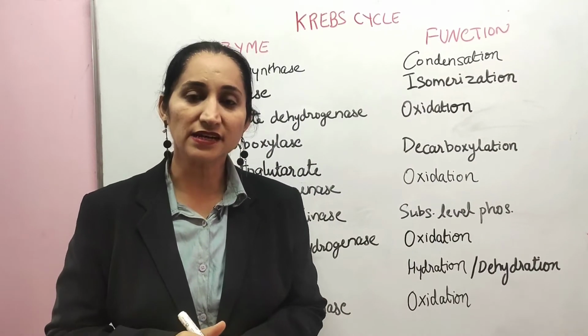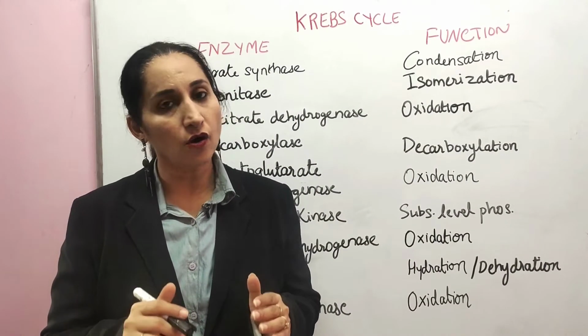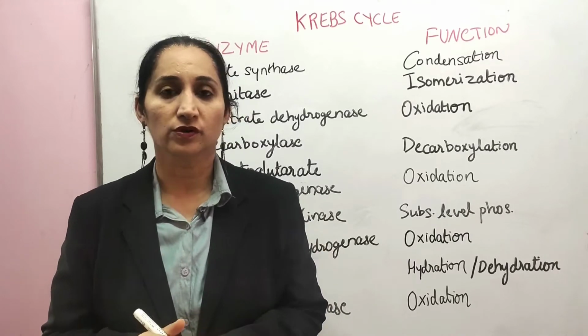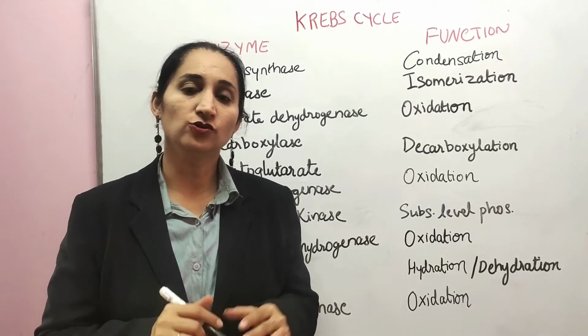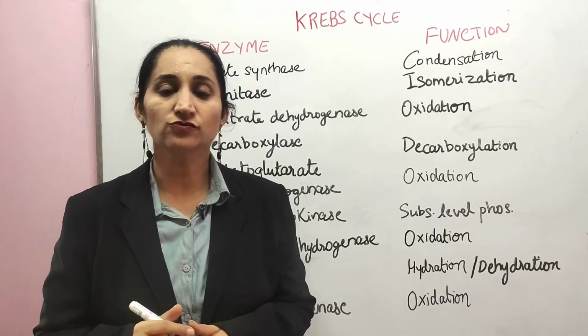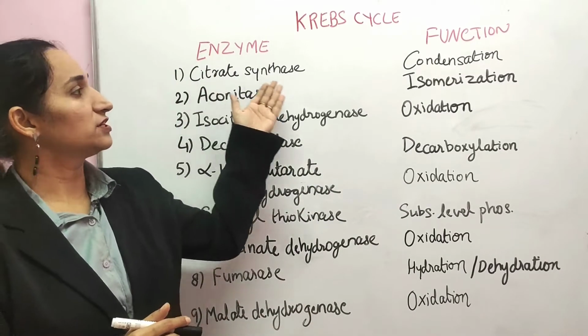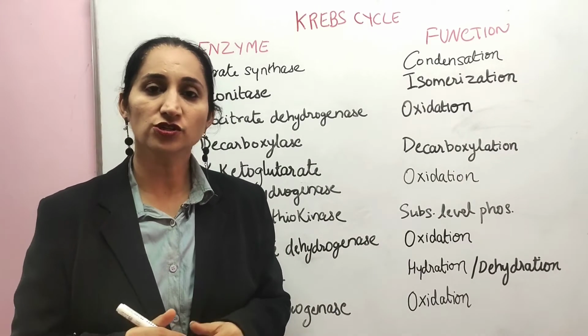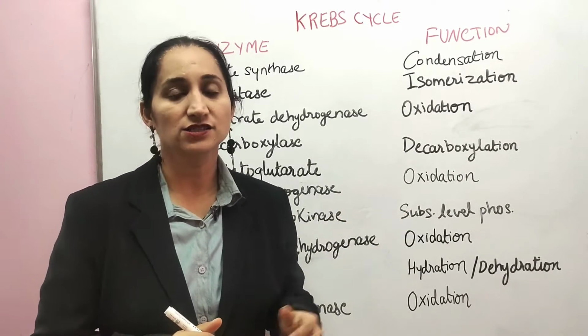Krebs cycle starts with the condensation of the acetyl group of acetyl coenzyme A with oxaloacetic acid and water. This reaction was catalyzed by the enzyme citrate synthase. So, the function of citrate synthase is condensation.